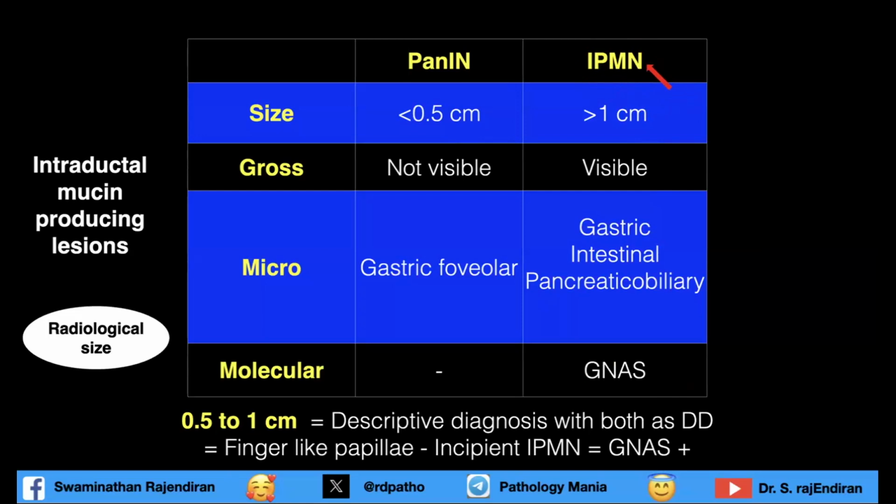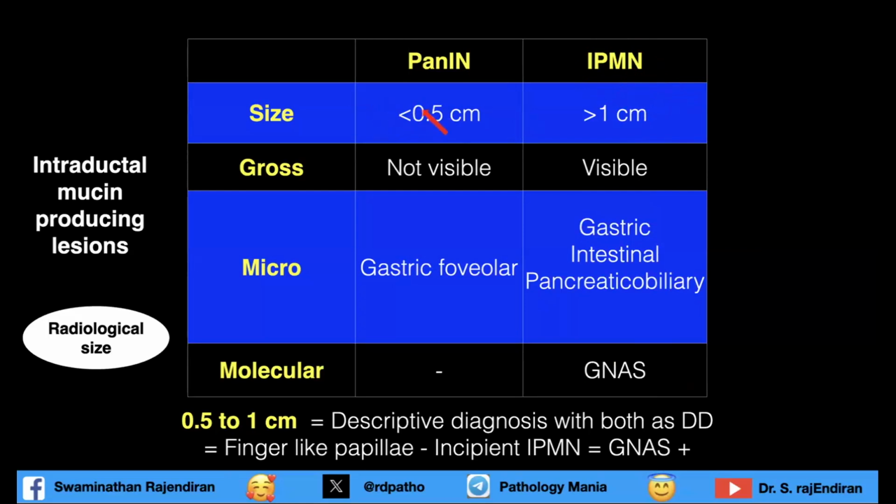What will you do when you aspirate a cyst, and how will you process? Number 1, send it for cytology. Number 2, send it for amylase level. Number 3, send it for molecular change with GNAS. When GNAS is positive, it is IPMN.